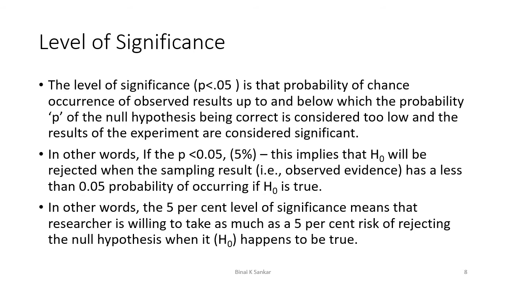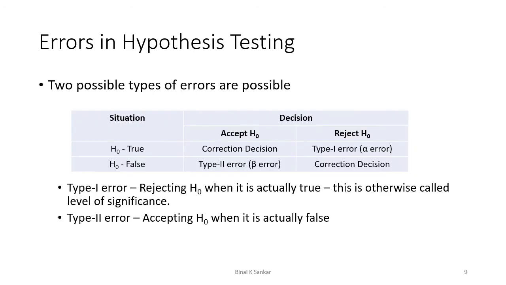That is, 5% level of significance means that the researcher is willing to take as much as 5% risk of rejecting the null hypothesis when it is actually true. We'll come to this a little later. So these are the different types of errors that can happen in hypothesis testing.